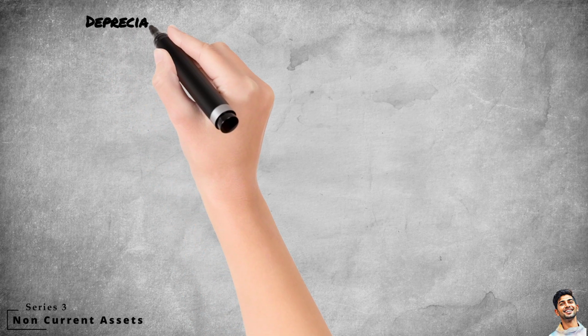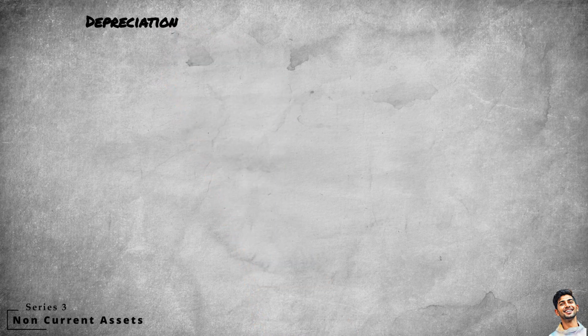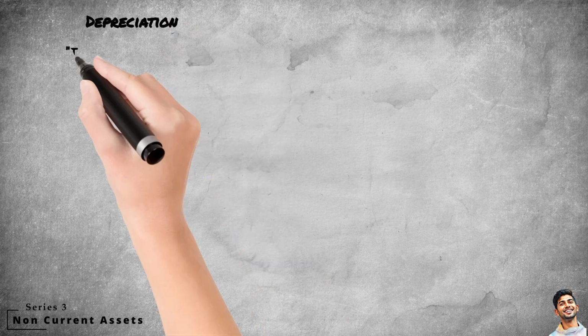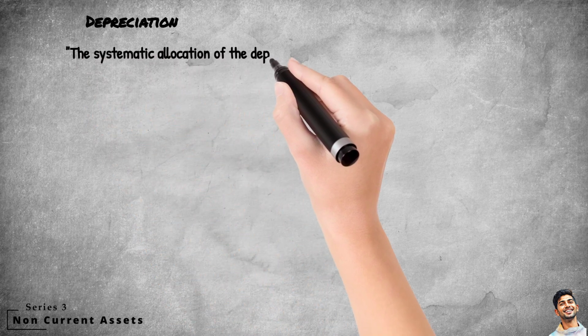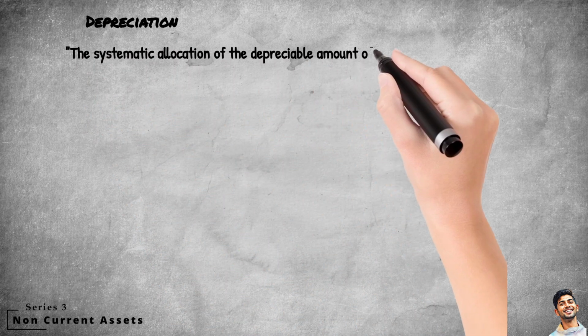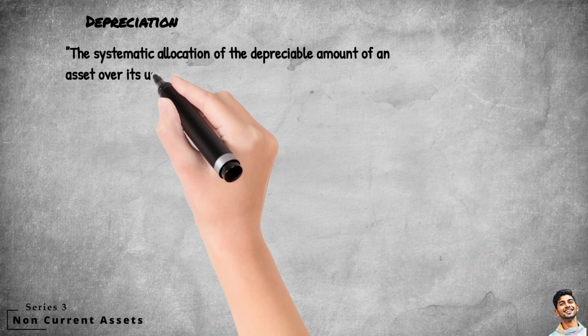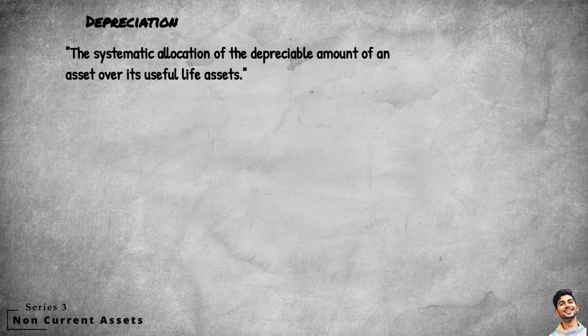Now depreciation. What is it and why do we use it? Now let's move to one of the most important topics, which is depreciation. Systematic allocation of the depreciable amount of an asset over its useful life. Now that's the technical definition, but what does it actually mean?